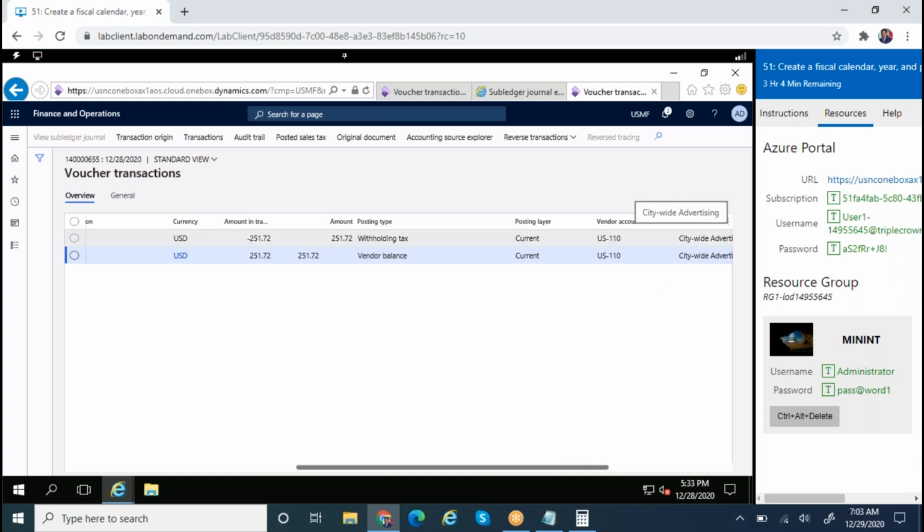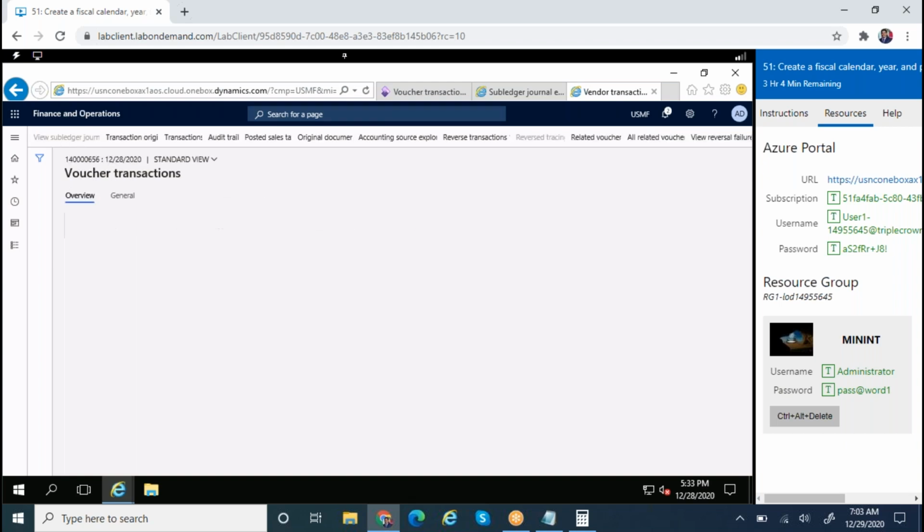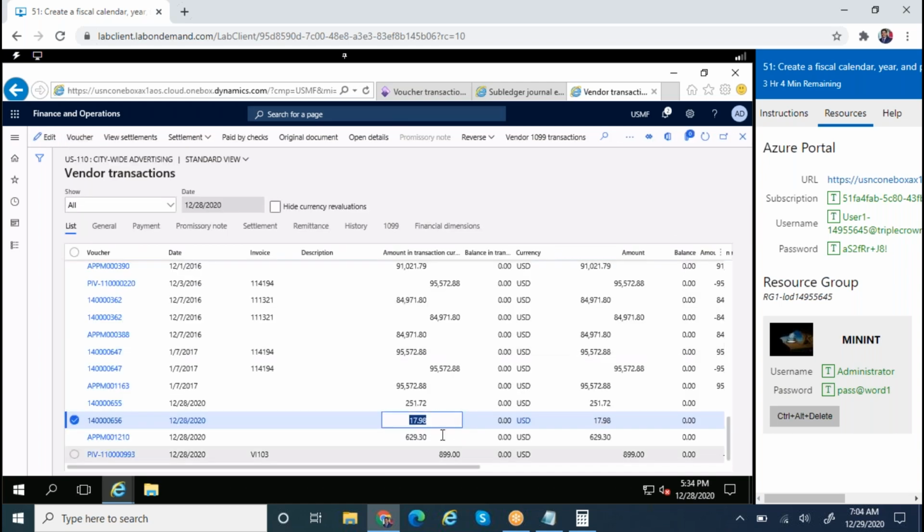Withholding tax and some cash discount also there. This is a cash discount voucher, because we have paid within the time frame. So the 899 invoice amount is split into 3. 629.30 is the payment, and 251.72 is the withholding tax. 17.98 is the discount amount. Altogether, if you sum up, it will become equal to 899. Simple.